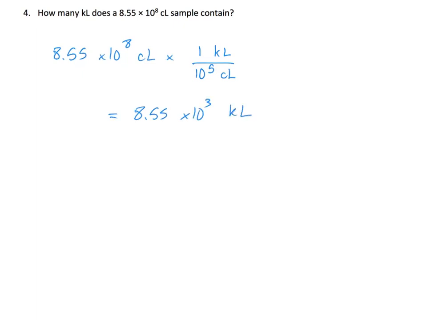All right, we are on question number 4. How many kiloliters does 8.55 times 10 to the 8 centiliters sample contain? So this is just a unit conversion. We have 8.55 times 10 to the 8 centiliters. And the unit factor is that there's 10 to the power of 5 centiliters in a kiloliter. So we can do that like so. And that equals 8.55 times 10 to the 3 kiloliters.